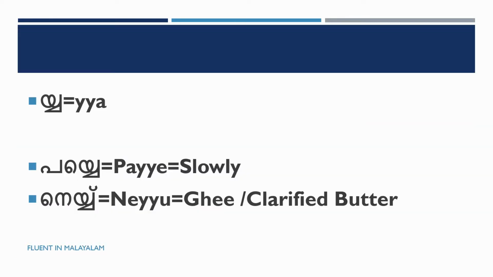The first compound letter we are learning today is Ya. You know the letter Ya, so give a little bit more stress to that. Ya. The example words are Paye, which means slowly, and Neye. I think this is one of the words you have already learned in the 50 grocery words. Neye is ghee, or in some places it is called clarified butter. So, Paye, Neye.